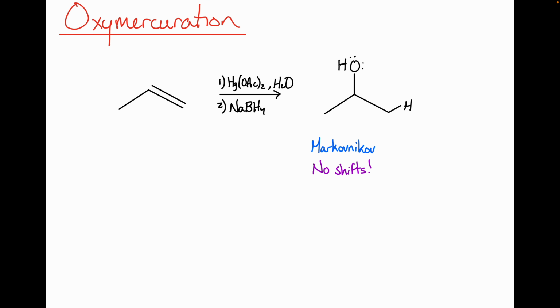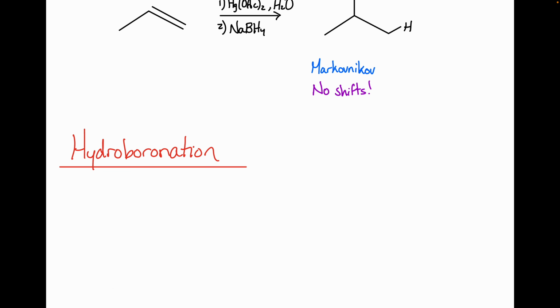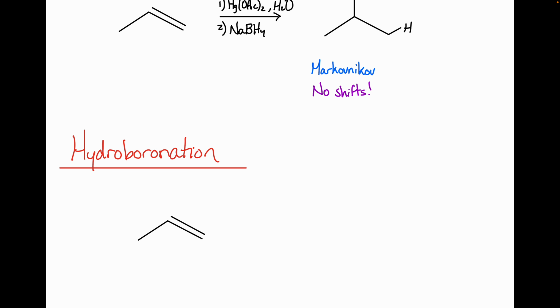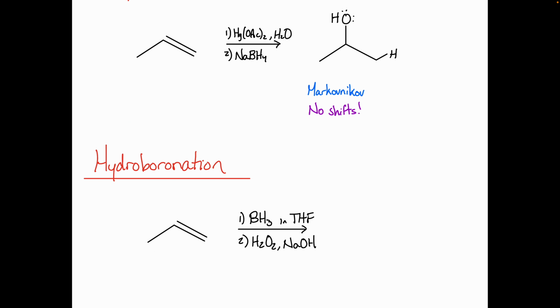All right, and then the last one, our hydroboration. Again, we're not going to look at a mechanism for this one. So we're just going to note our reagents here. Again, hydroboration uses borane, BH3. All right, and then we have that second step with hydrogen peroxide and sodium hydroxide. And the difference between our hydroboration and these previous reactions is that they were both Markovnikov, and this one is what we call anti-Markovnikov, where that hydroxyl group is added to the less substituted carbon.